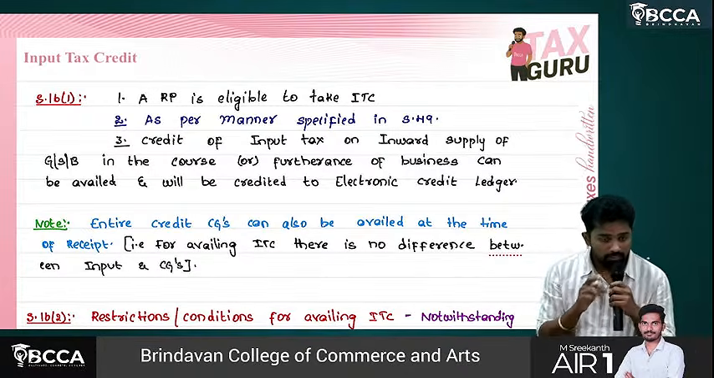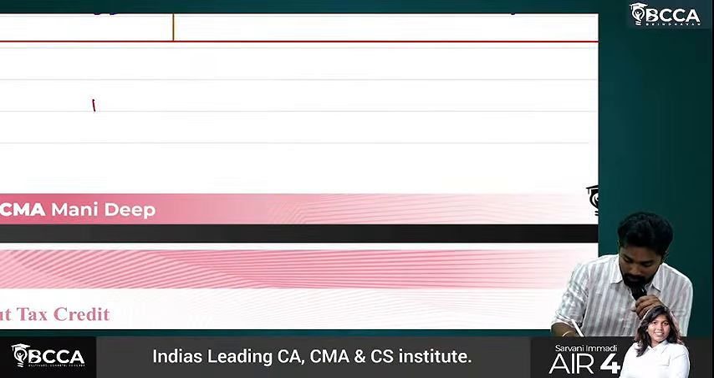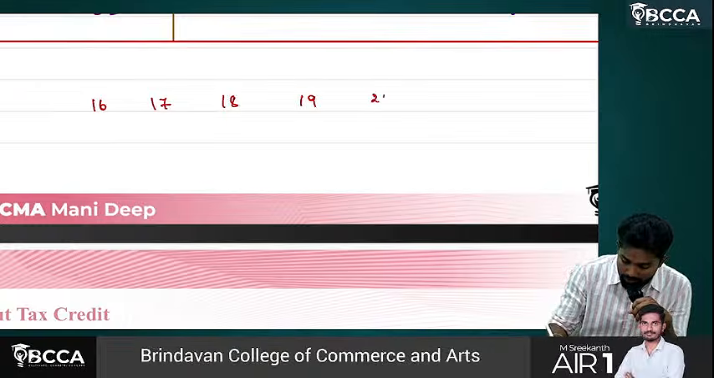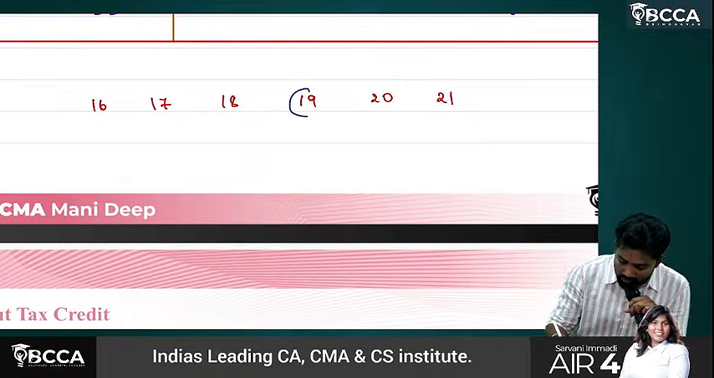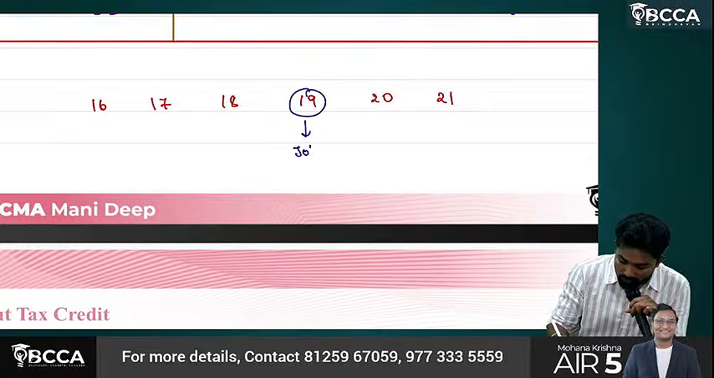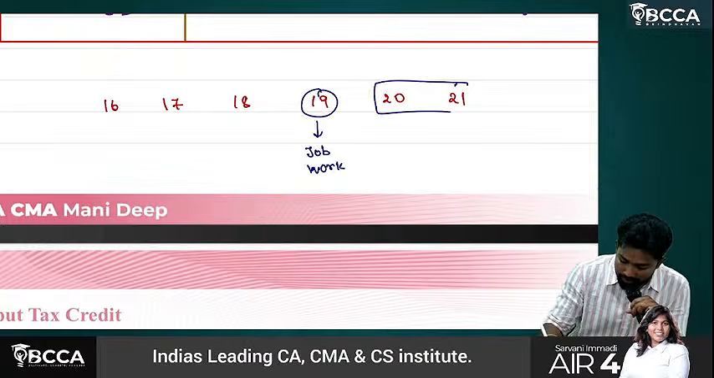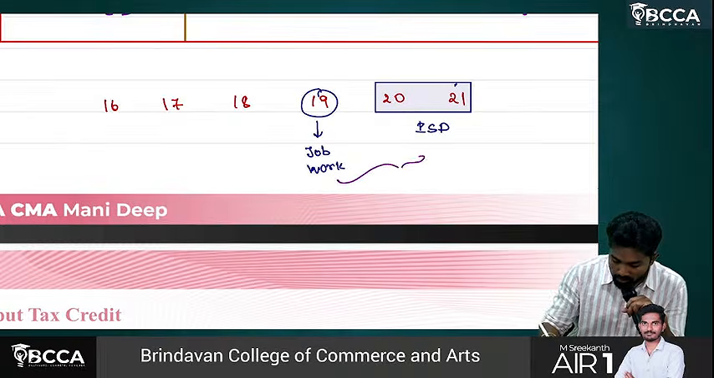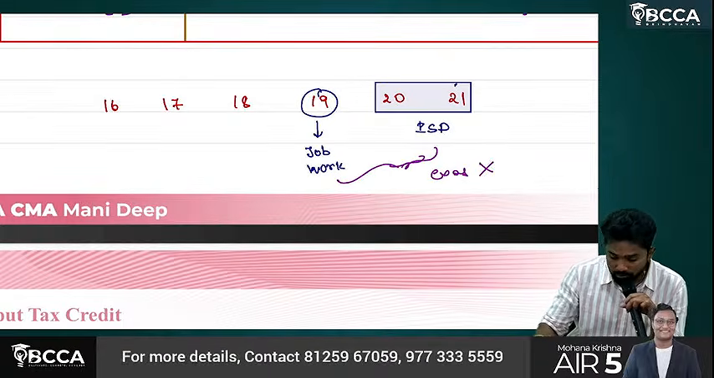It's okay. So first one, sir. Under ITC, the sections we are having are 16, 17, 18, 19, 20, 21. But understand, sir, 19 is related to job work. And then 20, 21 are related to ISD, input service distributor. These two are not important for the purpose of exams. They are not asking in exams. So I'm not covering here.